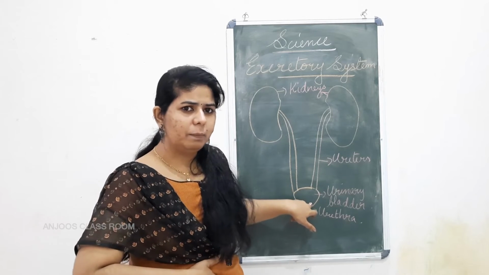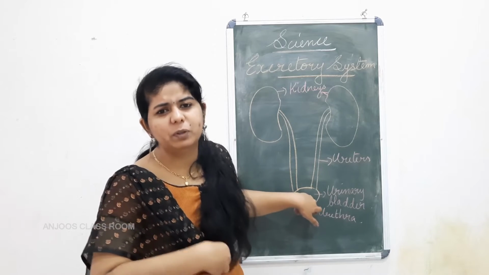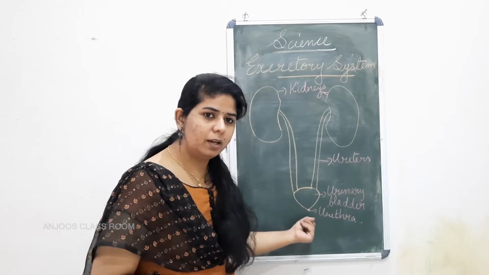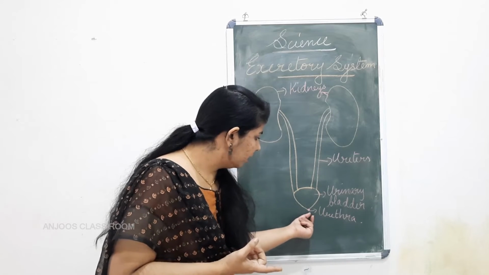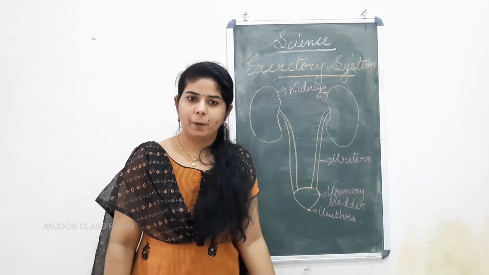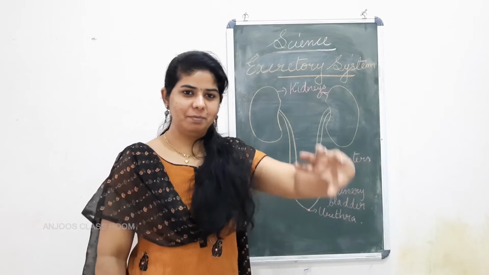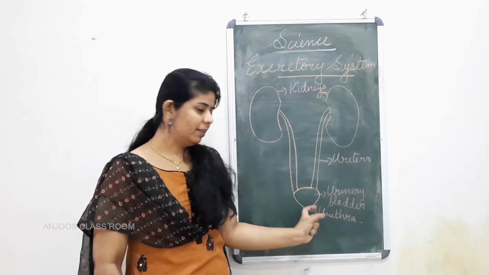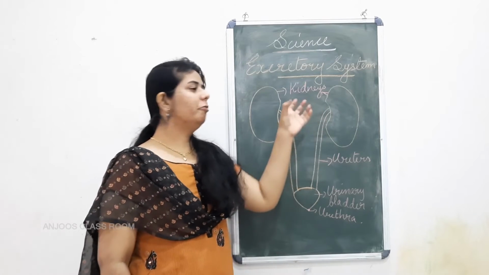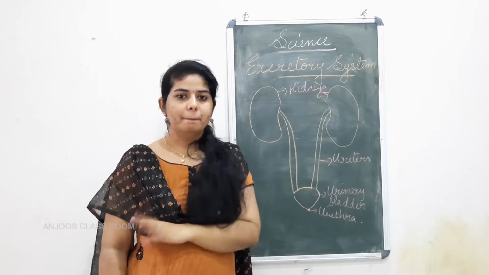And when your urinary bladder is full, will you be able to sit properly in the class? No. What will you do? You have to put it out. At that time, you will go to the toilet, and this urethra, this end one, will open, and it is given out from our body in the form of urine. So the waste going out is the urine. This is the way the liquid waste is going out from our body.